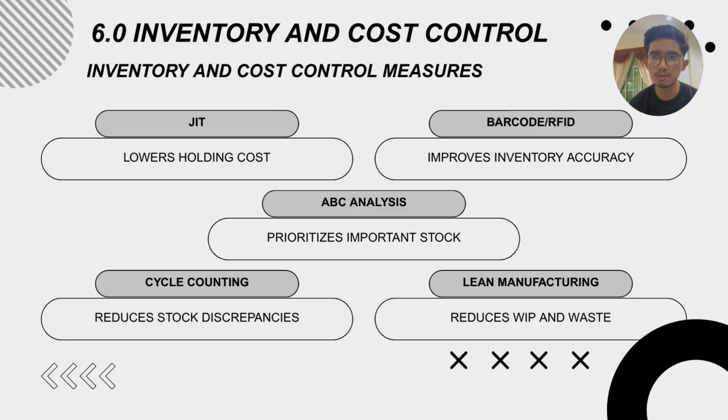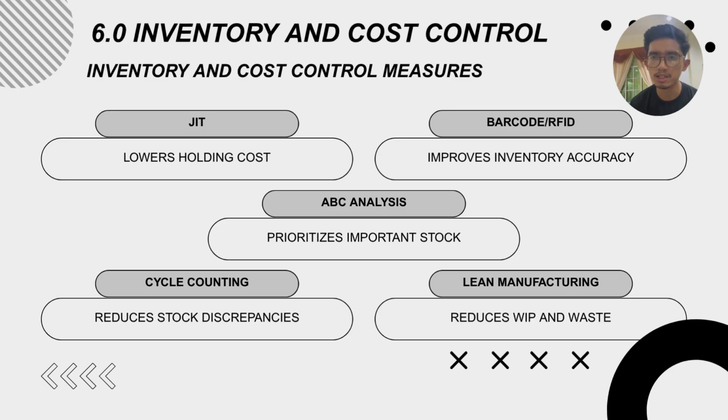First, the just-in-time system can reduce excess inventory by receiving material only when needed. This helps reduce storage costs, obsolete inventory, and WIP accumulation. Second, barcode and RFID tracking can improve inventory accuracy and reduce manual recording errors. Third, ABC analysis can classify inventory based on value and importance. This allows management to focus more on high value and critical items.